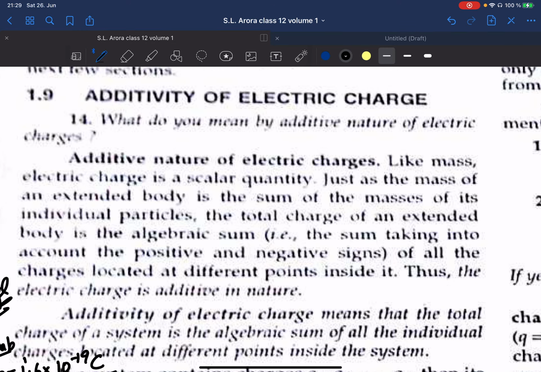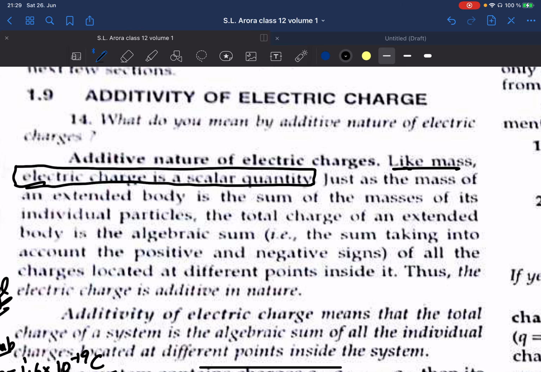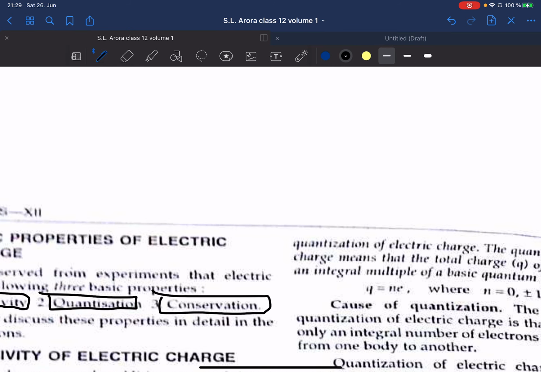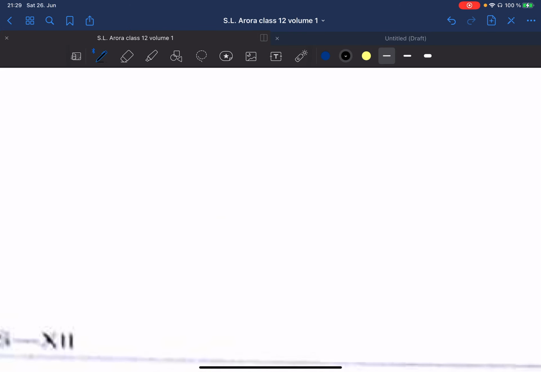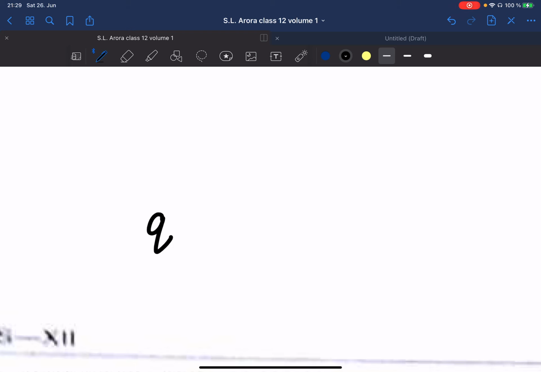So additive nature of electric charge. Like mass, electric charge is a scalar quantity. I guess you'll have learned this by now. Why is electric charge a scalar quantity? Because it can only have a magnitude. If it had a direction and a magnitude, then it would be a vector quantity.